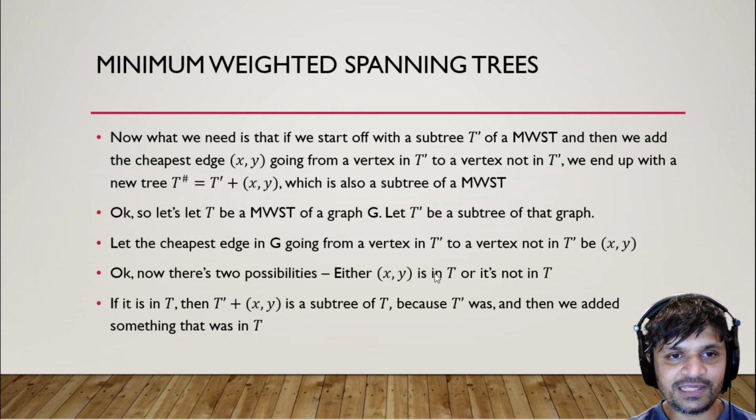If xy is in T, then T prime plus xy is a subtree of T because, well, T prime was a subtree of T and xy was in T, right? So adding xy to T prime couldn't have made it not a subtree because xy is in T. Okay, so that means T prime plus xy, or T hash, is a subtree of a minimum weighted spanning tree. So we win, right? Everything works out in that case. The other case is that xy is not in T, and that's where things get a little unpleasant.